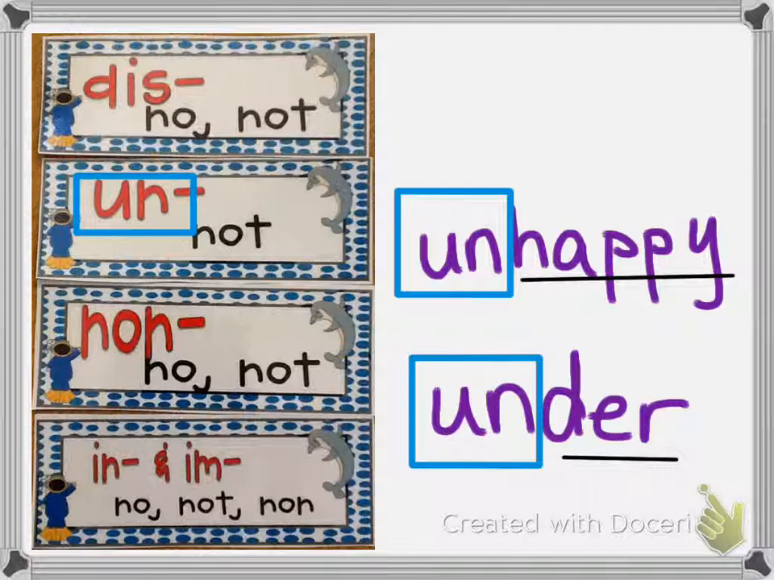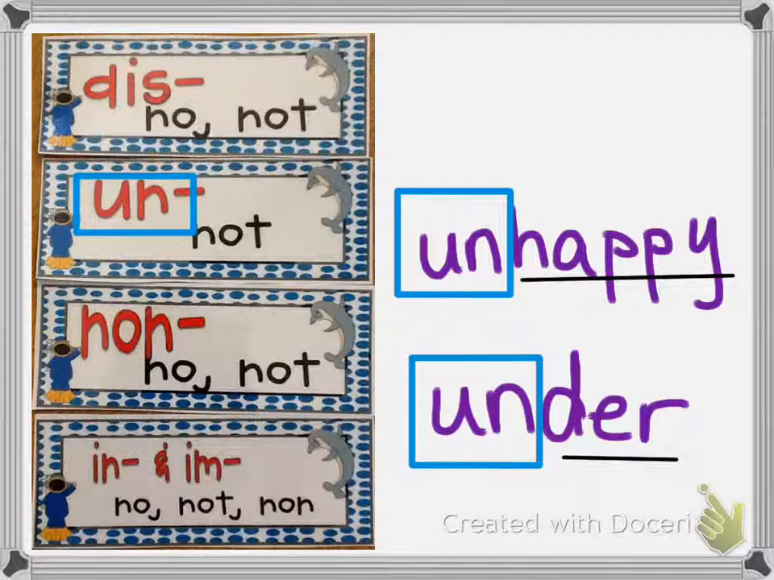So in a word like under, there is no prefix. That is part of the word. That's really important that you know. Okay, if I found the prefix, is there a base word? Is it a real word? If it is, then you've got a real prefix. If you don't, it's part of the word, so there's no prefix to it.